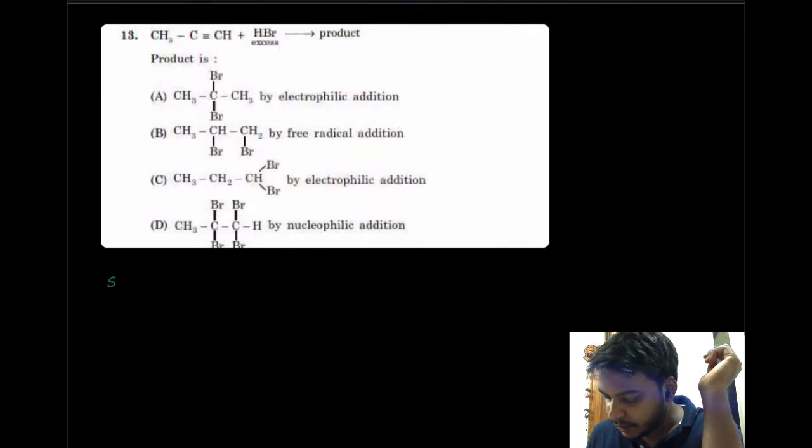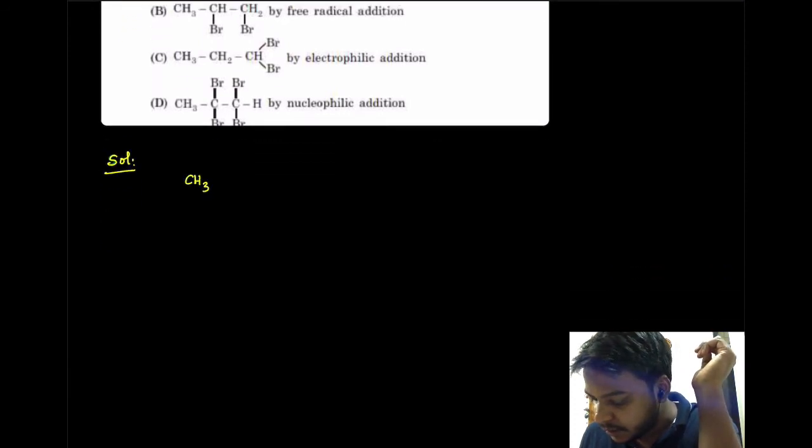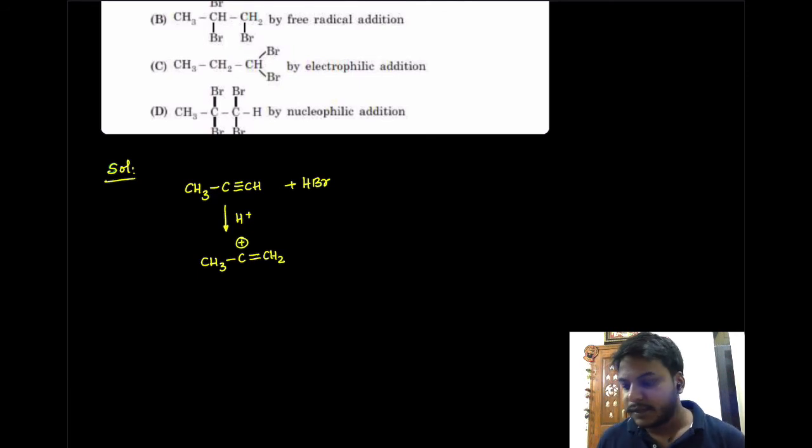So in this question it has been asked that there is a triple bond on which HBr excess has been added, what would happen? CH3 C triple bond CH is present and we are adding HBr excess, okay. Normally alkyne does not go for electrophilic addition easily, because if it makes an H plus addition it would form a vinylic carbocation. So I'm sure everybody is aware of that, okay. So vinylic carbocation is unstable.